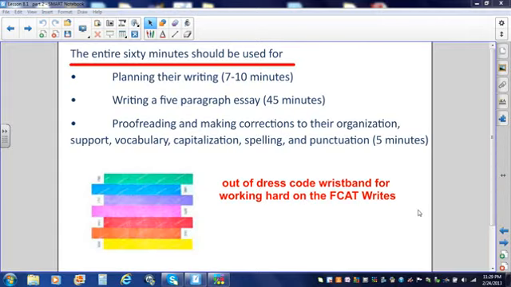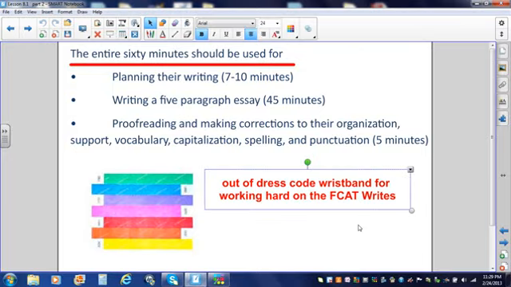Don't forget that tomorrow's FCAT Writes, oh man! But you can earn an out-of-dress code wristband for working hard on FCAT Writes. You should use the entire 60 minutes. Here's an estimate of how long you should be working on your planning, how long you should be working on the 5-paragraph essay, and how long you should be proofreading and making corrections if you want your out of dress code wristband.